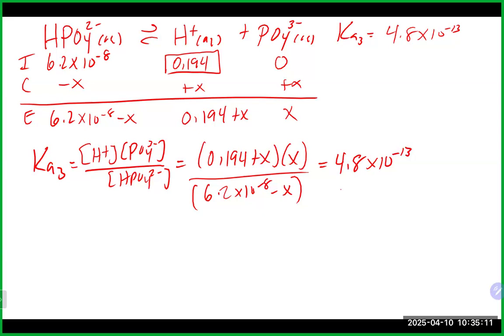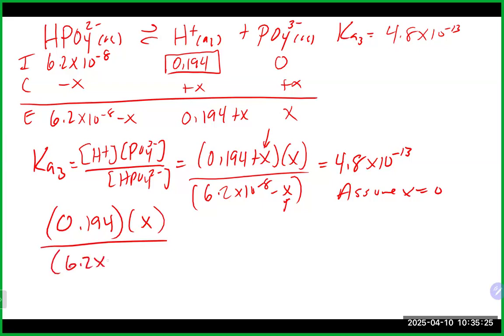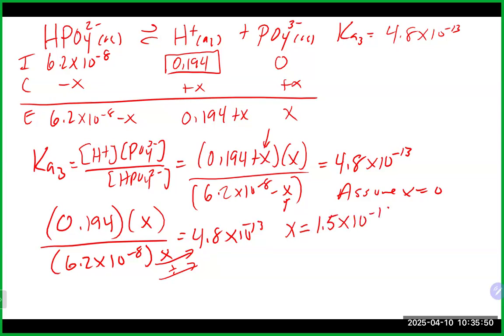Once again, we're going to assume x is equal to 0. Getting rid of the ones we're adding and subtracting from gives us 0.194 times x divided by 6.2 times 10 to the minus 8 equals 4.8 times 10 to the negative 13. We're going to multiply and then divide what's on top there. So times 6.2 times 10 to the minus 8 divided by 0.194 is going to get me an x value here of 1.5 times 10 to the minus 19.